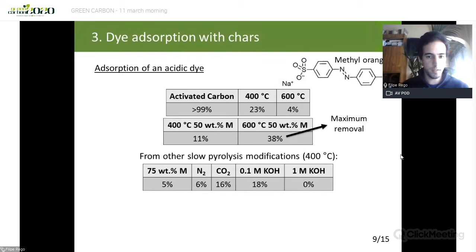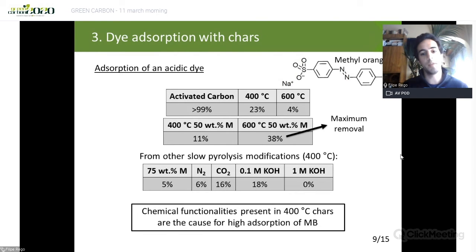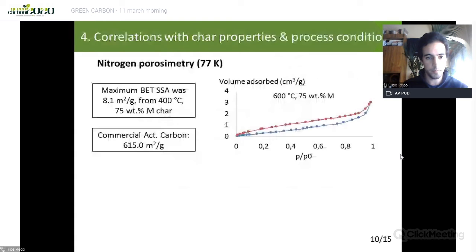So this is suggesting to me that it's the chemical functionalities in the chars causing the high adsorption of methylene blue for the lowest temperature chars. So oxygen functionalities and pH contributing to this, and not porosity as could be expected. I'll show first the porosimetry results with nitrogen.